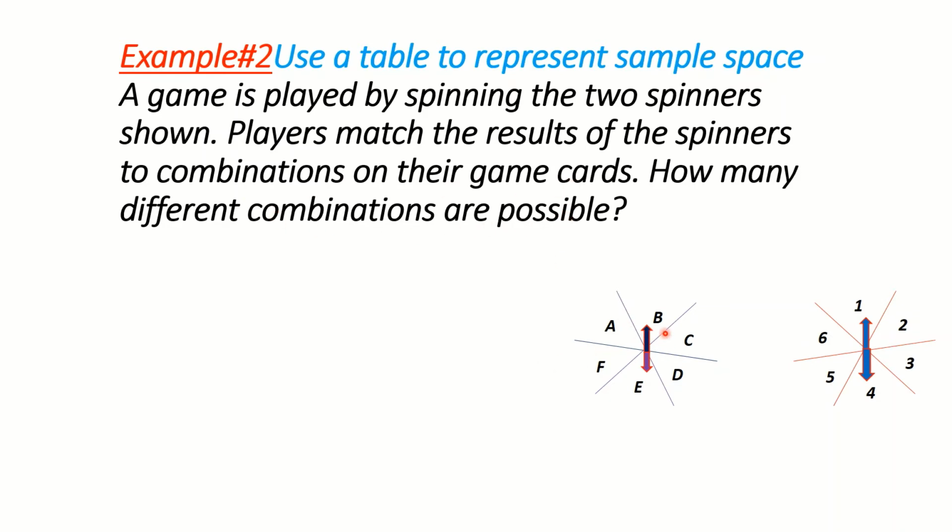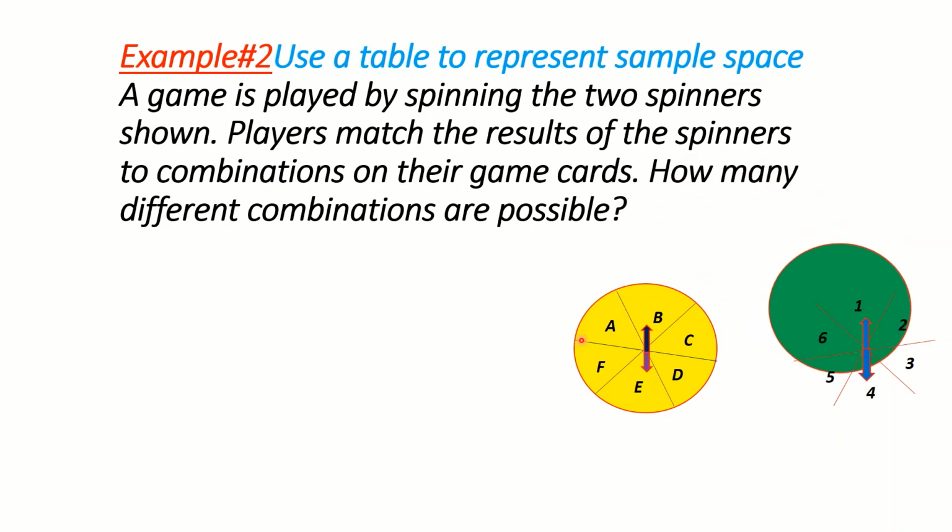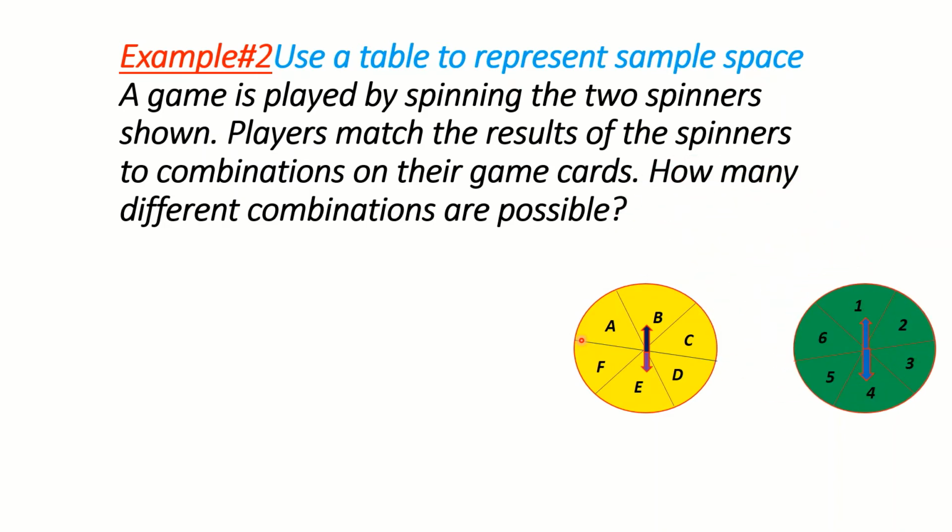For example, the spinner is given here. The first one is with letters A, B, C, D, E, F, and the second one with numbers 1, 2, 3, 4, 5, 6. So when someone is spinning this spinner and the other one is spinning this one at the same time, what would be the combination of the result? In the first spinning, maybe the combination will be B1 or C2 or B with 3 or F with 6 and so on. So how can you find this using a table?